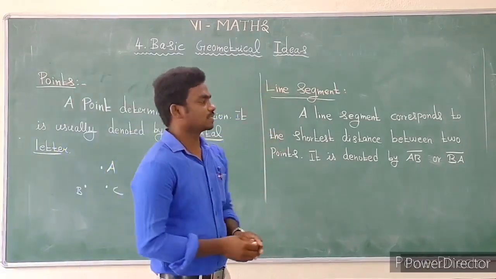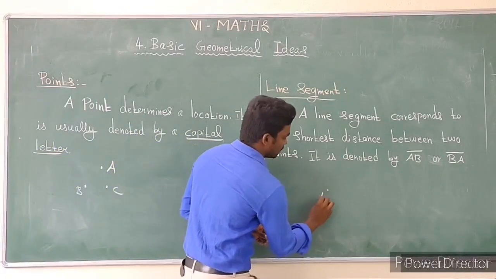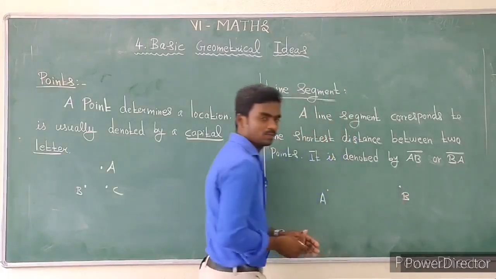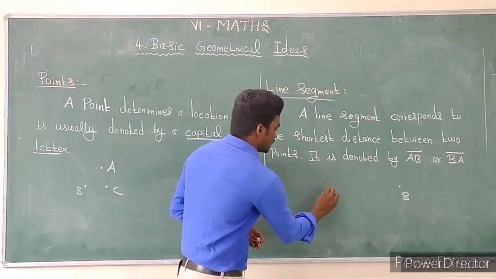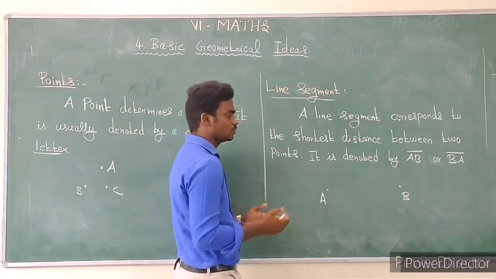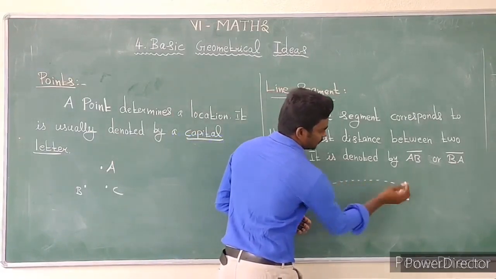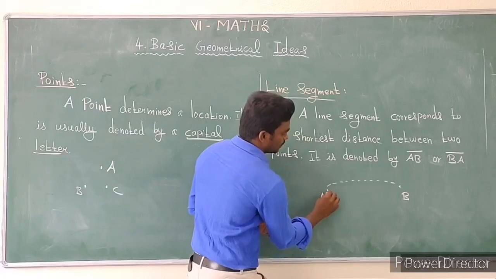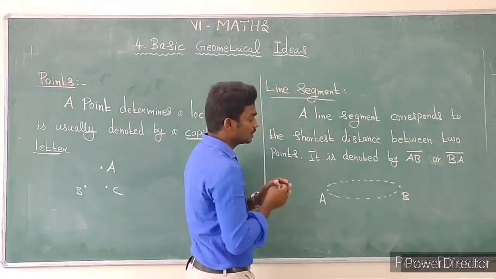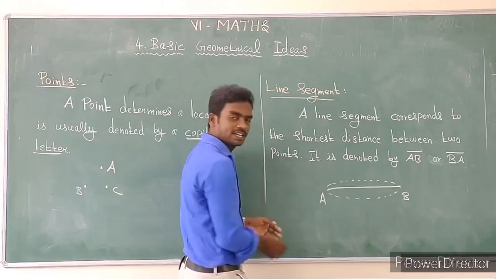Next, let's see what a line segment is. Consider these two points, point A and point B. We know what a point is, right? So we can consider these points A and B. How do we join these two points? We can join them in many ways. We can join them like this, or another way, like this. Or we can draw a straight line.